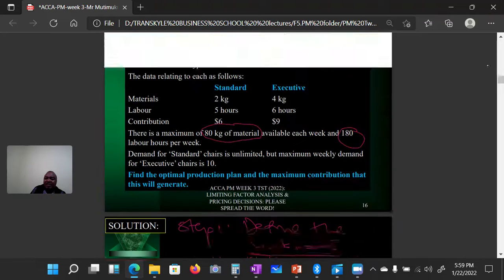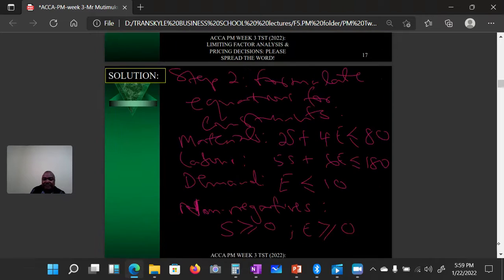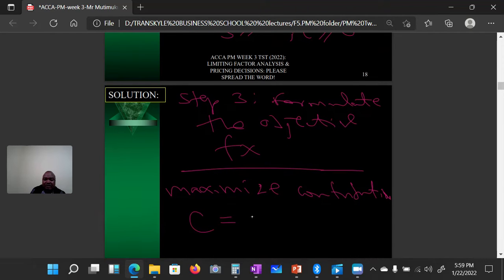Let's go back to the question. Contribution per unit, we are told for standard $6, for executive $9. So C = 6S + 9E.